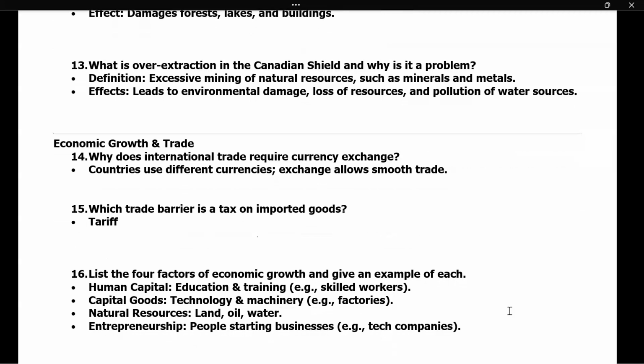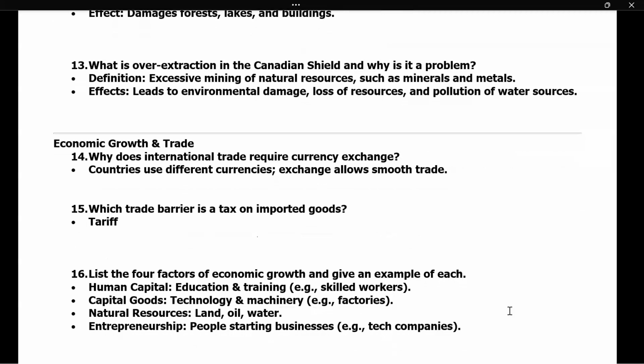In Canada, they also use dollar, but it's Canadian dollar. It's a different type of dollar. So when you go to a different country, you need to change currency. It makes it smoother for trading, and of course, it encourages international trade.